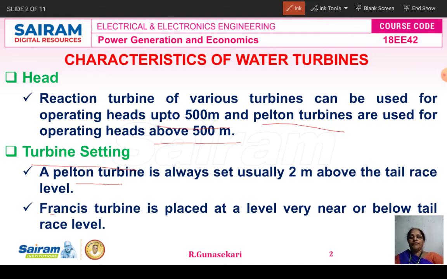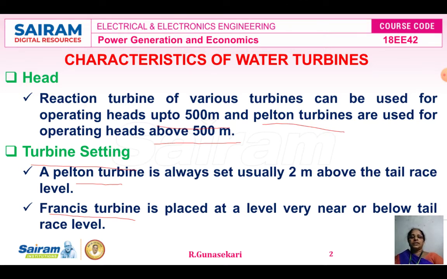But the Francis turbine is placed at a level very near or below the tail race level. So based on above, below or near the tail race, we can select the Pelton turbine and then the Francis turbine based on the turbine setting. Okay, these are the two characteristics of water turbine.